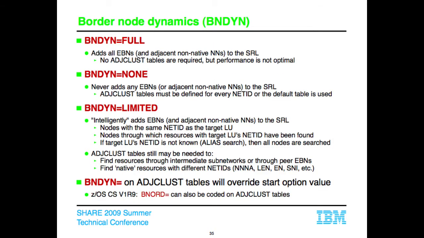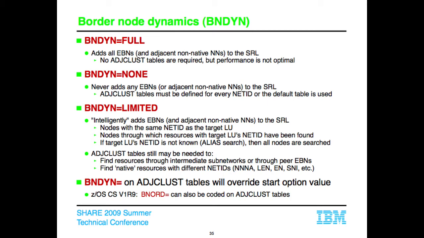Let's talk about border node dynamics first. This is the one that we thought would be the saving grace for all EBN searching. Border node dynamics equals full means I want this border node to always search every possible place that he knows about when you're searching for a resource. Do all possible searching. Look in your topology database for any border nodes, look for any adjacent non-native border nodes, basically search everything that you possibly know about.